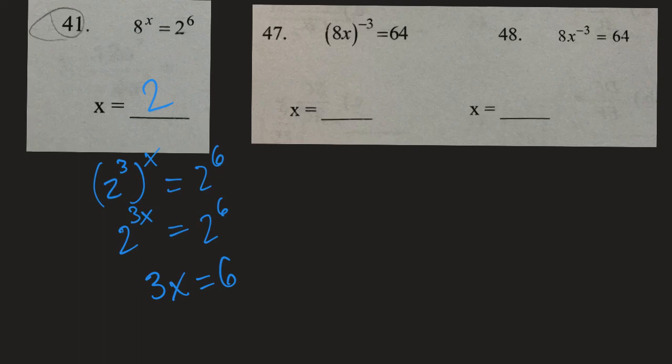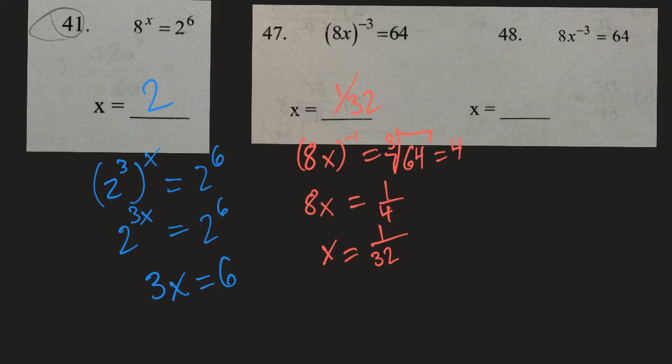So with these, just take the step of getting a common base, and use your exponent rules to simplify. Once everything is your base to the power of something is equal to your base to the power of something else, just drop the bases and focus on your exponents. So take a moment and have a look at number 47 and try it yourself.